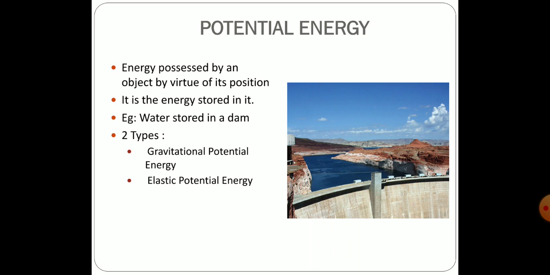Flows with speed, it will come out. So we are going to use that speed for generating our hydroelectric power. Okay, so potential energy means it is the energy possessed by an object by virtue of its position.